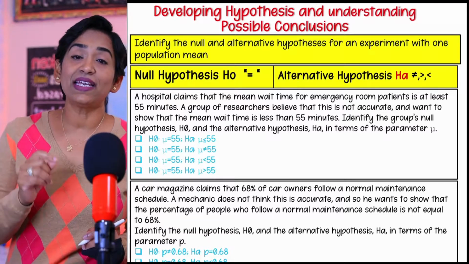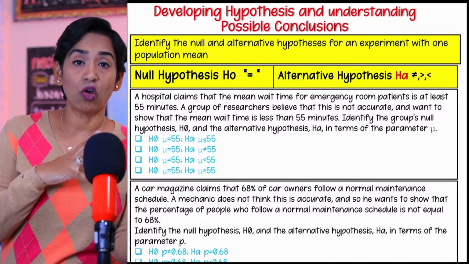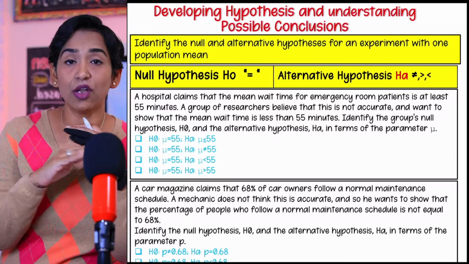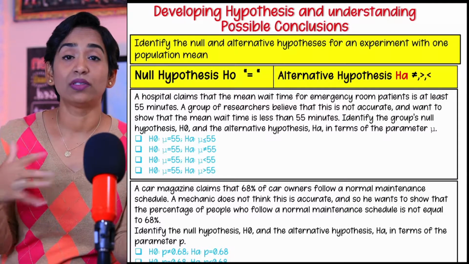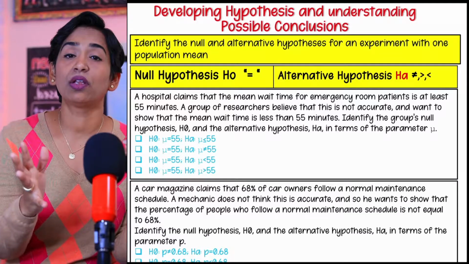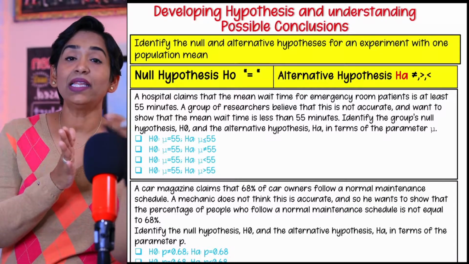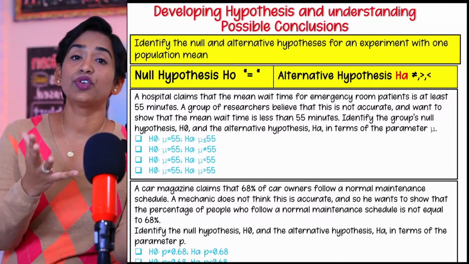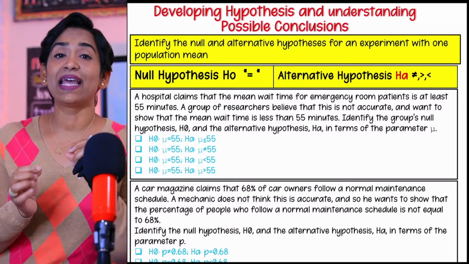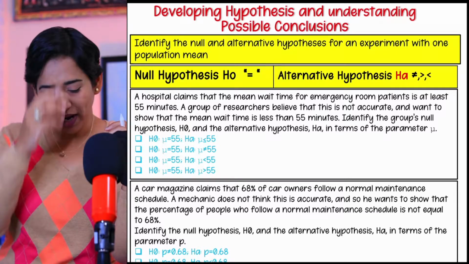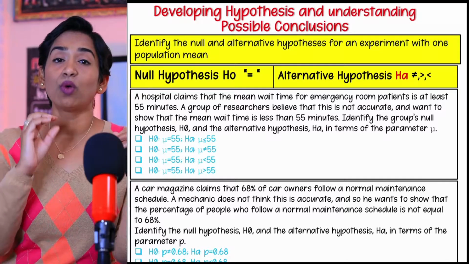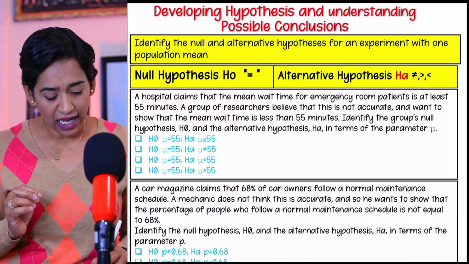So the first thing is to identify your null and your alternative. Remember what the null hypothesis is. Null is no difference, everything is equal. So that's what null stands for. When you see an equal to sign, that's your null hypothesis. And exactly the opposite of your null hypothesis is your alternative, which is not equal to, less than, or greater than.